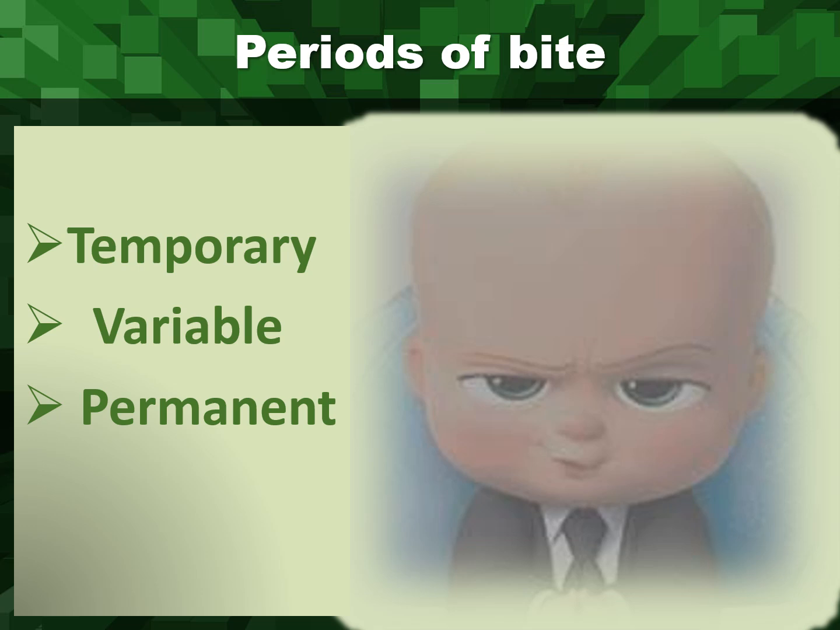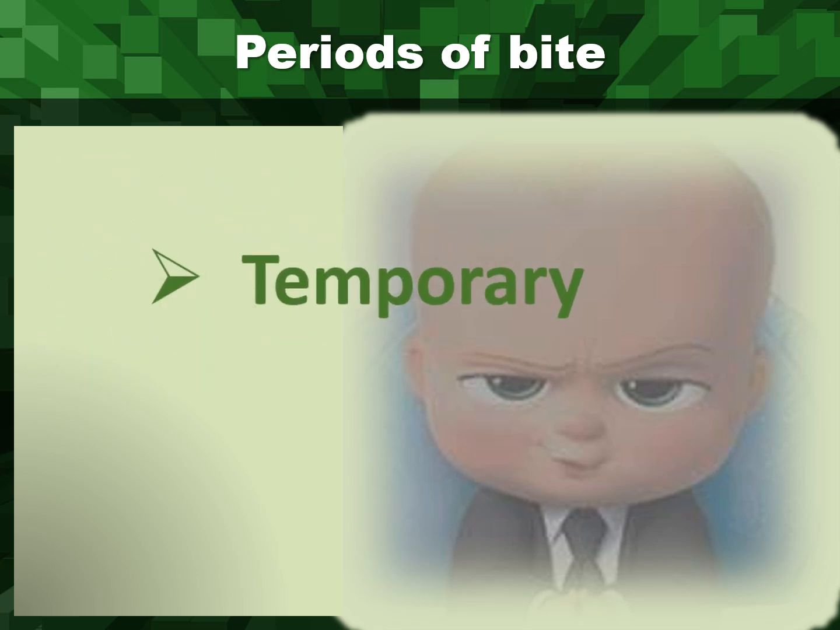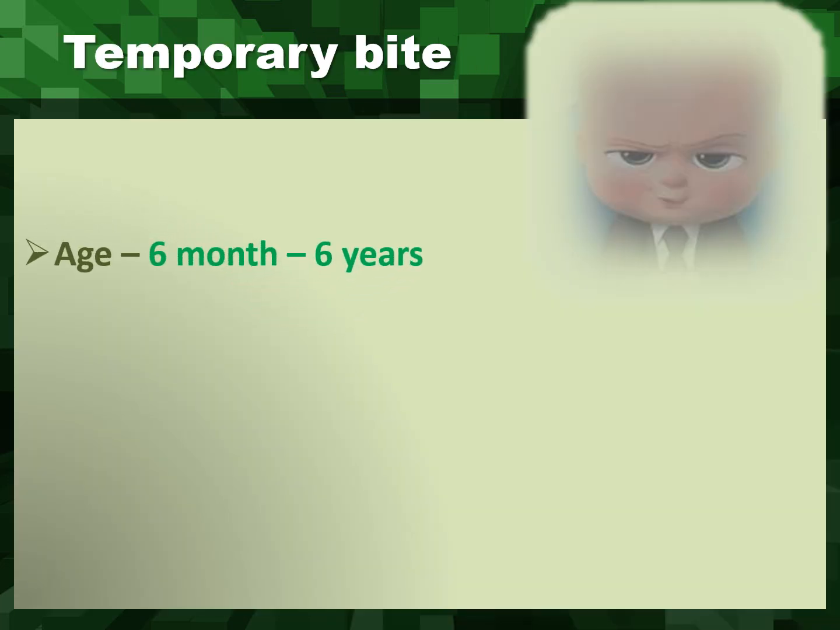In human life, there are three periods of bite formation. It is the temporary bite period, the variable bite period, and the permanent bite period. What does it mean? Let's talk about the temporary bite period. The temporary period has the following features.